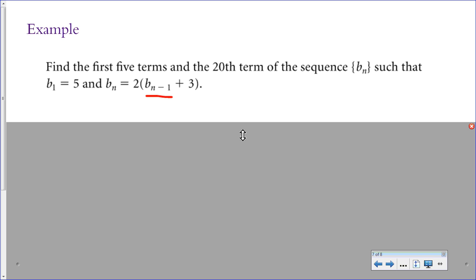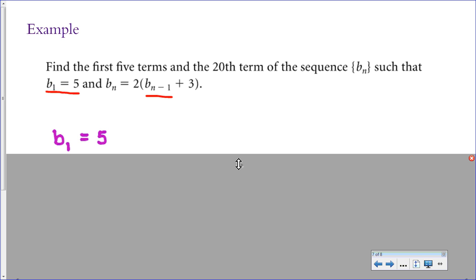So again, I've done this one out and pasted it in so my handwriting will be a little neater. So I'm trying to find the first 5 terms first. Now they have to give us the first term if we're going to do a recursive sequence or a recursive definition. So they tell us that the first term is 5 by stating that b sub 1 equals 5, right? That means the first term is 5. So our first term is 5.